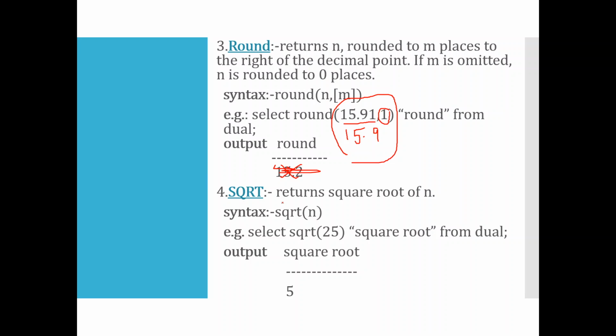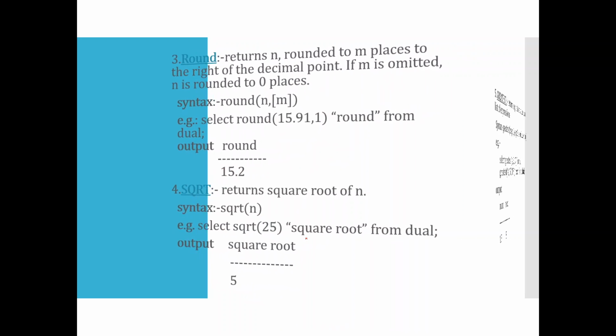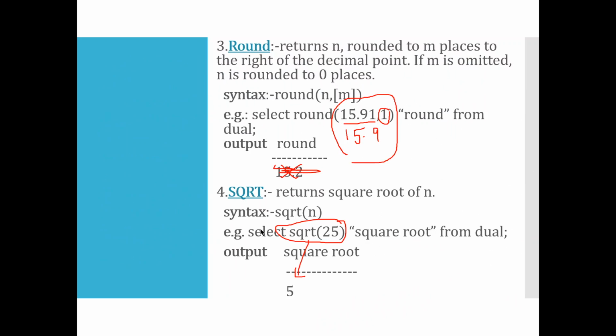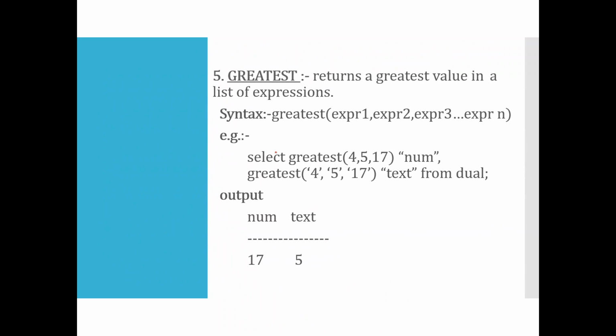Then we have SQRT, that is the square root function. If you want to find the square root of any particular number, this is the function, right? Then we have the greatest function. If you are using greatest for numbers, it will be the same as your max function. So see here: select greatest 4, 5, 17. So these are the numbers 4, 5, 17. Which one is the greatest? Greatest is 17, right?